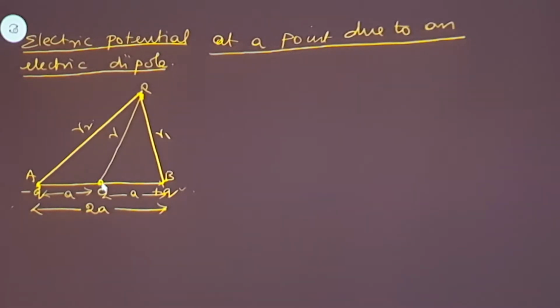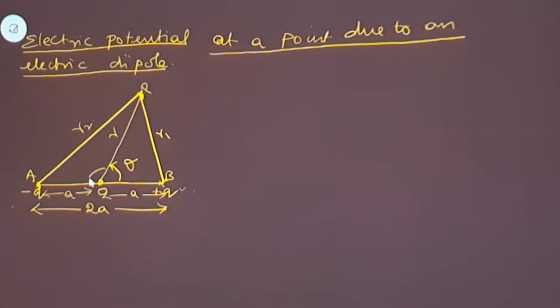From that center point O, at a distance R, consider another point P. Now join the point P and B where the charge plus Q is residing. Let us take that distance as R1, and the distance from A to P as R2. To represent the point P in polar coordinates, that is distance as well as angle from the axis of the dipole, I am considering the angle from the positive charge to this line as theta.